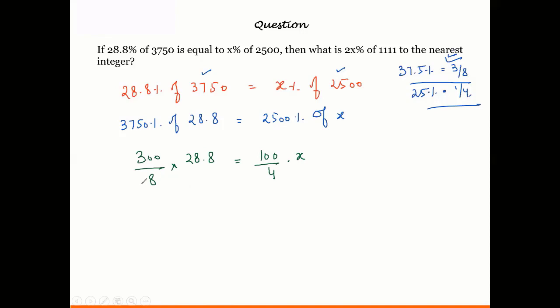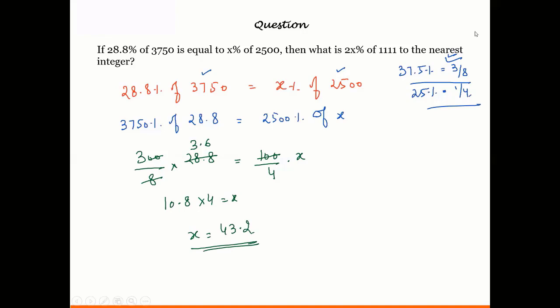So now 8 3s are 24 and 8 6s are 48. So 3.6 into 300 is equal to 100 by 4 into x. And these hundreds can also be cancelled out. So it is 3.6 into 3, that is 10.8, into 4. So 10.8 into 4 gives you the value of x, which is straight away 43.2.